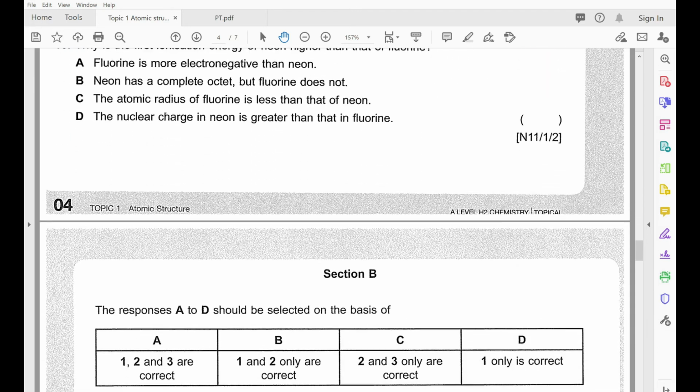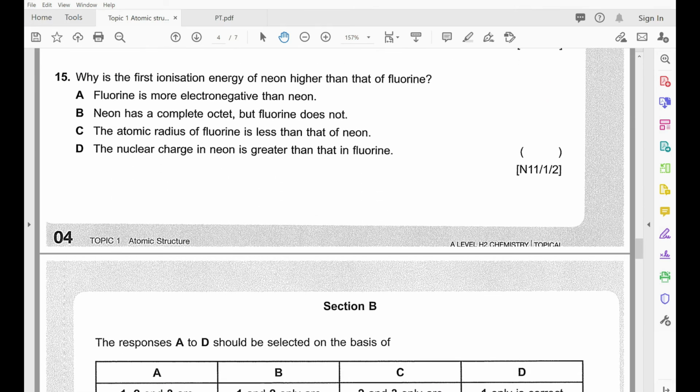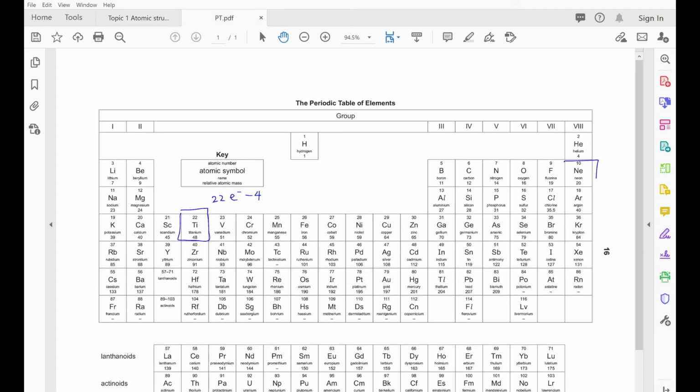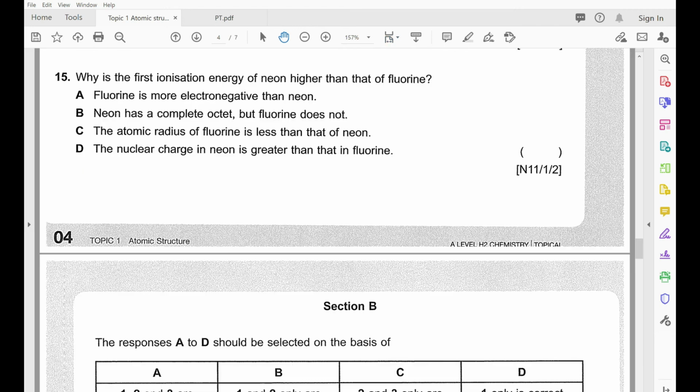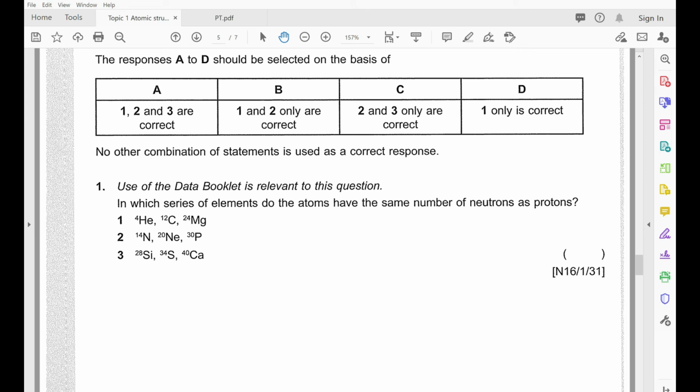Number 15. Why is the first ionization energy of neon higher than that of fluorine? Neon has 10 electrons, whereas fluorine only has 9. They both occupy the same number of electron shells, which is 2 because they're in period 2. So it means that neon has a stronger nuclear attraction compared to fluorine. D is the answer. Section B, question 1.